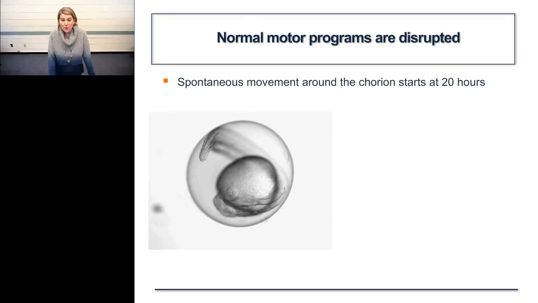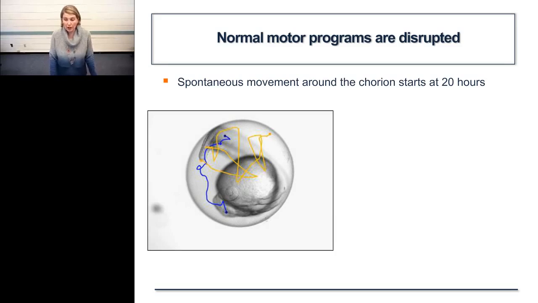So what I was going to show you here was a short movie where you see the spontaneous movement of a zebrafish in the chorion. The little zebrafish will flip its tail. It's doing exactly the same thing that babies do in the womb. It's connecting its peripheral nervous system to the muscles, activating all of these processes, and it's moving all over the chorion.